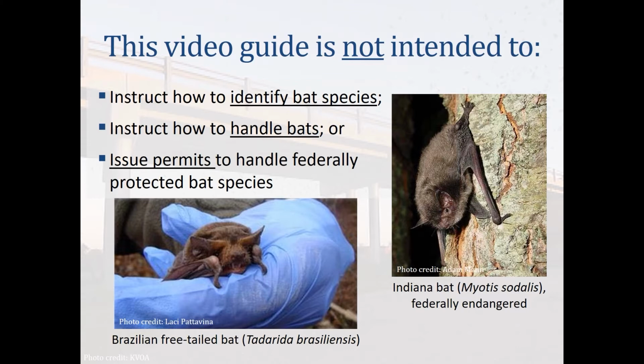This video guide is not intended to aid in the identification of bat species, nor instruct how to properly handle bats. If federally listed bats are encountered, a specific permit is required to allow for the handling of these bats. Obtaining the proper permit is coordinated through the U.S. Fish and Wildlife Service in a separate process. For non-federally listed bat species, coordinate with your local state wildlife agency to inquire whether permits may be required.